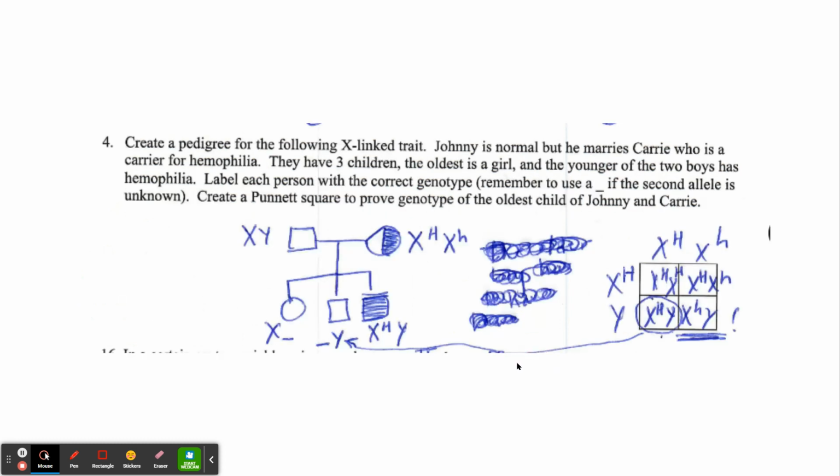Create a pedigree for the following X-linked trait. Johnny's normal, but he marries Carrie, who is a carrier for hemophilia. They have 3 children. The oldest is a girl, and the younger of the 2 boys has hemophilia. Label each person with the correct genotype as you put it in the pedigree. If the second allele is unknown, just put a line representing that, because it doesn't matter whether it's homozygous or heterozygous there. Create a Punnett square to prove the genotype of the oldest child of Johnny and Carrie.